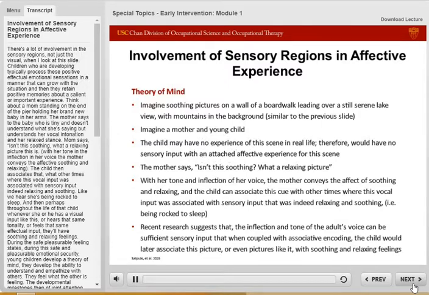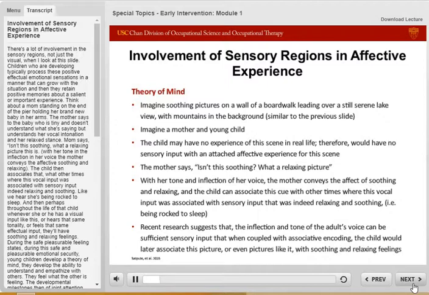There's a lot of involvement in sensory regions, not just the visual, when I look at this slide. And children who are developing typically process these positive affectual emotional sensations in a manner that's congruent with the situation, and then they retain positive memories about a salient or important experience.